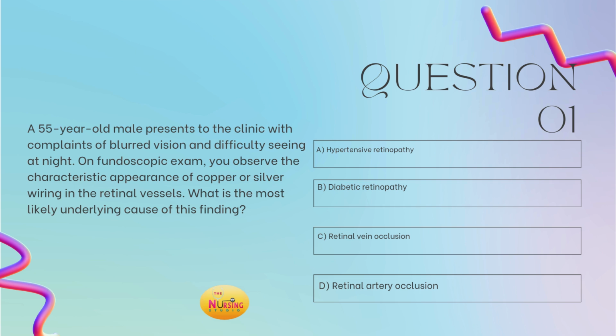All right, y'all. So, I always recommend reading the stem of the question first, as it allows you to slow down to ensure you're answering what is even being asked of you, right? So, here the stem of the question states, what is the most likely underlying cause of this finding? All right, so let's see what we're even talking about, and then we can determine what the cause is, right? So, we have this 55-year-old male who comes in complaining of blurred vision, difficulty seeing at night, and on fundoscopic exam, we note copper silver wiring. So what is the cause of copper and silver wiring in the retinal vessels, right?